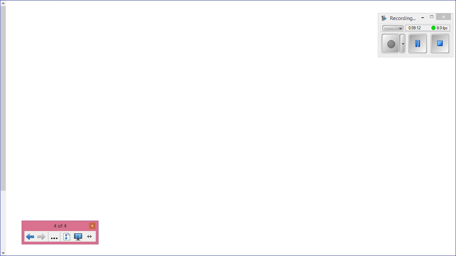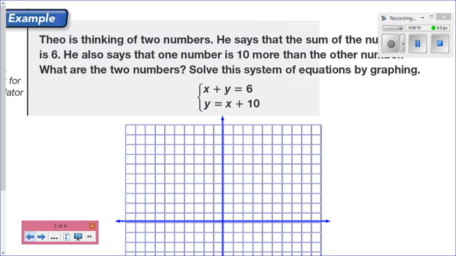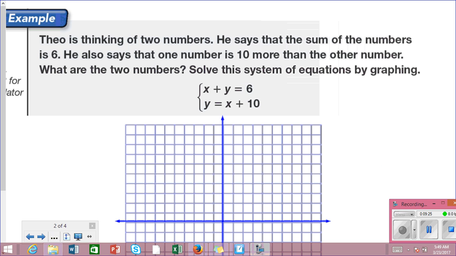What our lesson is today, went a little too far, is we're actually going to be given a problem like this one. Theo is thinking of 2 numbers. He says that the sum of the numbers is 6. He also says that one number is 10 more than the other number. What are the 2 numbers? Solve the system of equations by graphing.